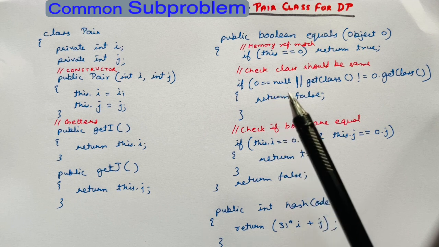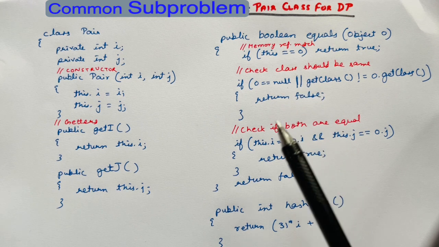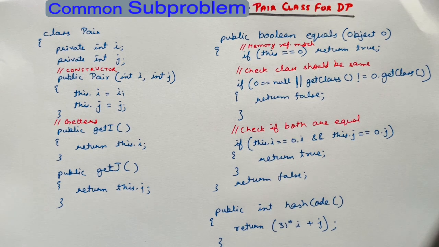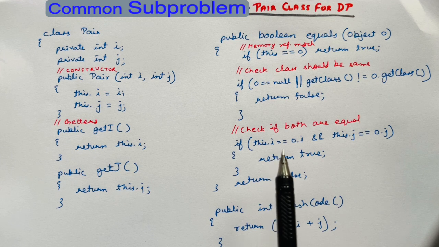So we check if the class of the two objects is the same. If these are not the same, they cannot be equal. If we have determined that the class is the same, then we verify that the two values i and j are equal for the two objects. If these are not, then only we return false.